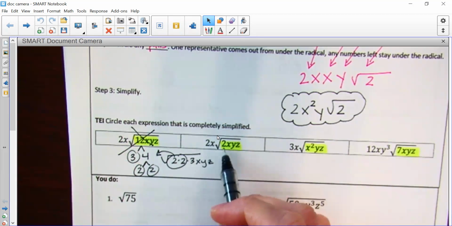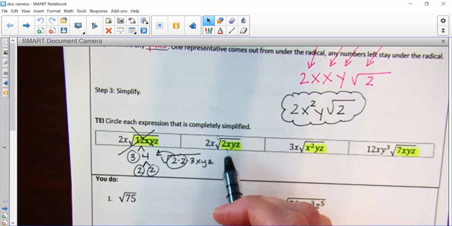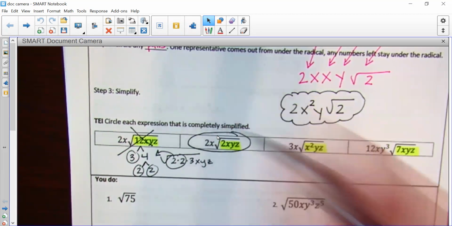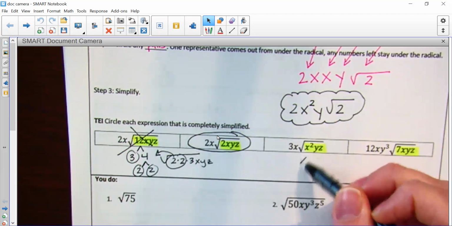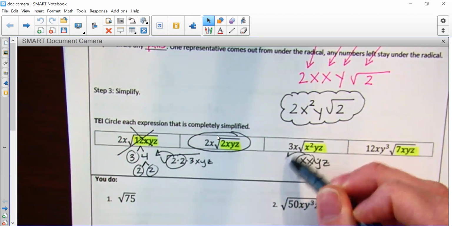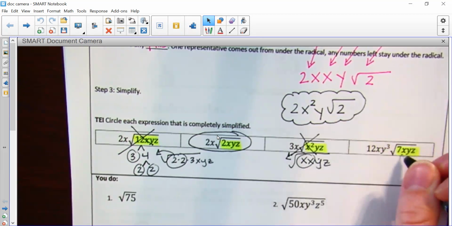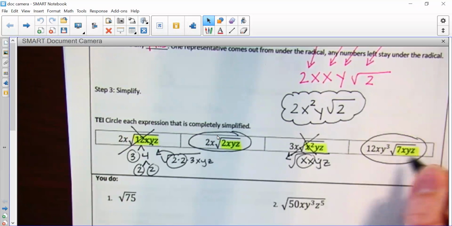If I look at this, 2xyz, there's one of each. I can't factor anything else down. Again, there's no more pairs left underneath the radical. So that's completely simplified. Here, notice if I were to expand the x squared, it's 2 x's, I've got a pair that should have come out. So this is not completely simplified. And if I look at 7xyz, that is completely simplified because they're all to the first power and 7 can't be broken down anymore.